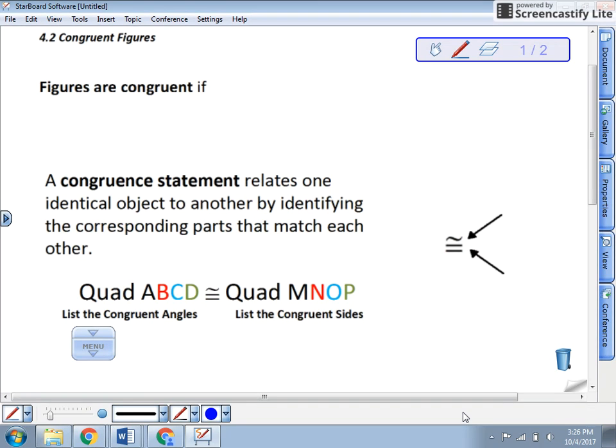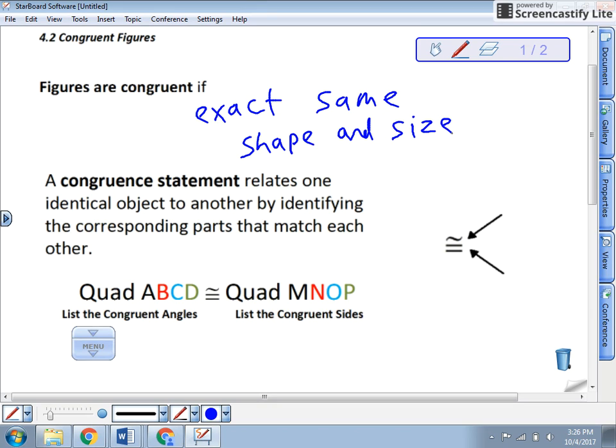Okay, in this lesson, we're going to describe what congruent figures are and how to identify their corresponding congruent parts. So first, remember, figures are congruent if they are the exact same shape and size. We've talked about that before, but again, just to reiterate, congruent means exact same shape and size.